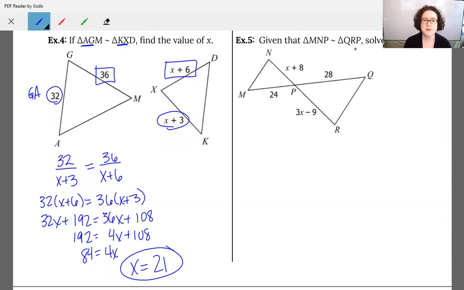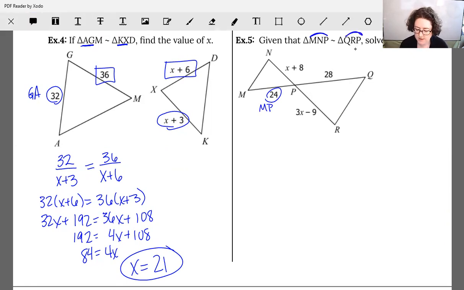Okay, go ahead, pause the video and try writing out your proportion for example 5. Okay, let's see what you matched up. So again, just pick a random side to start with. I'm going to start with MP. So if I'm looking at my names, MP, those are the first and the last. So I need to match it up with the first and the last in the other triangle. So that means QP, which is segment 28. Okay, so 24 compared to 28.